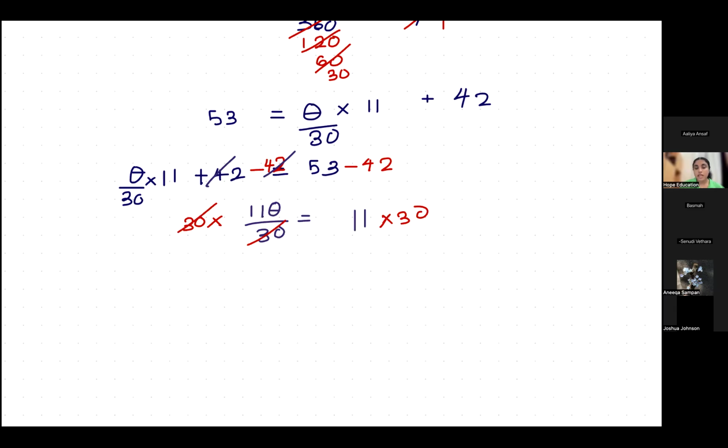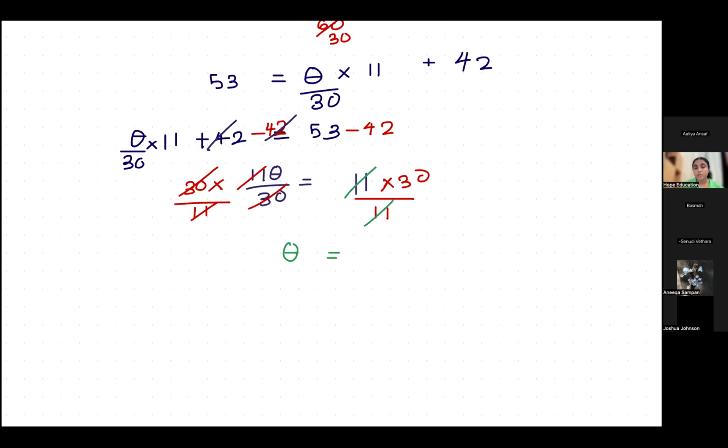Then I divide both sides by 11. Then this 11 cancels. What I have is theta is the only thing remaining, equals, here the 11 cancels, only 30 is remaining. That is 30 degrees. Did you all get this answer?